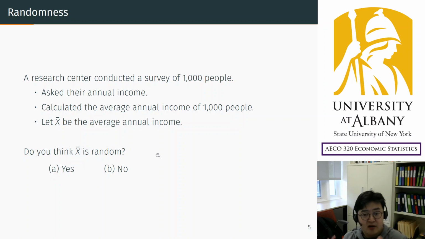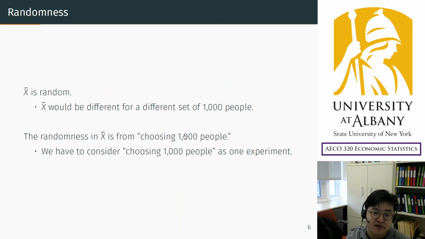It is yes. The average of 1,000 people is random because if you choose a different set of 1,000 people, the average can be different, right? If you happen to meet rich people, then your average will be high. But if you happen to meet poor people by chance, then your average will be lower. So the average you calculate depends on who you choose, which happens by chance. So it is random.